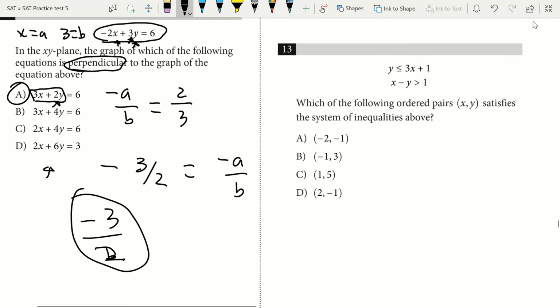Question 13. Which of the following ordered pairs x, y satisfies the system of inequalities above? I'm going to try and get y on each side. So I'm going to add y over here, and then I'm going to subtract 1. Now I'm left with x minus 1 has to be greater than y. And then I have my other equation, which is that y has to be less than or equal to 3x plus 1.